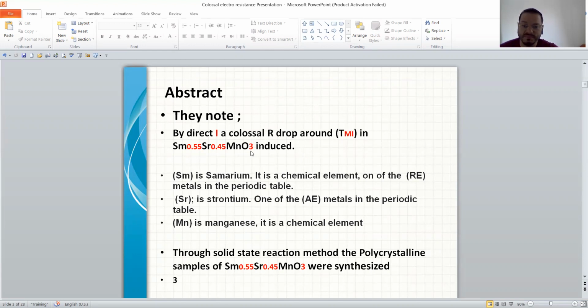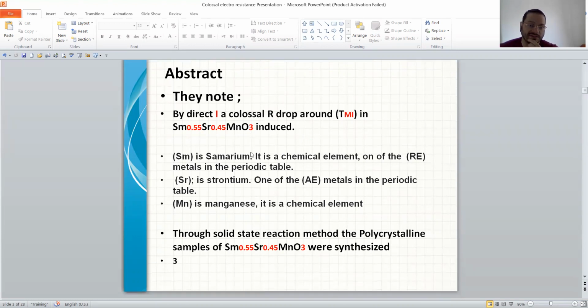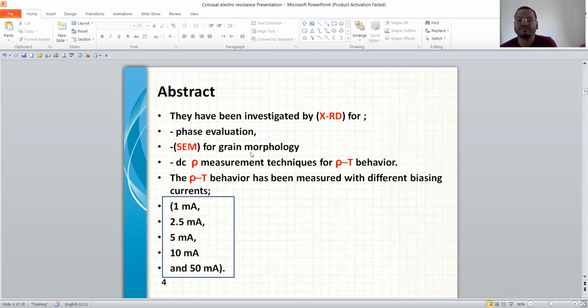Through the solid state reaction method, the polycrystalline samples of this structure were synthesized. Now to another slide: they have been investigated using X-ray diffraction. We investigated three things using this technique: scanning electron microscopy for grain morphology, and DC resistivity measurement techniques for the resistivity-temperature behavior. The resistivity-temperature behavior has been measured with different biasing currents.